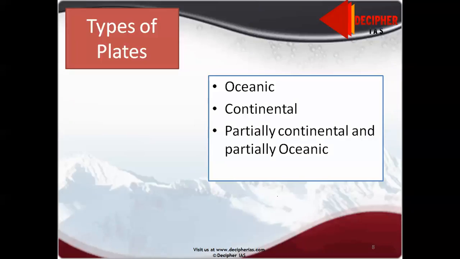Now let's move ahead. Types of plates. Now there are 3 types of plates. First one is oceanic, that is, it is completely under the ocean. Other one is continental, that is, most of it encompasses continent. And third one is partially continental and partially oceanic, that is, some part of it is in continent and some part of it is in ocean. Fine. So let's move ahead.